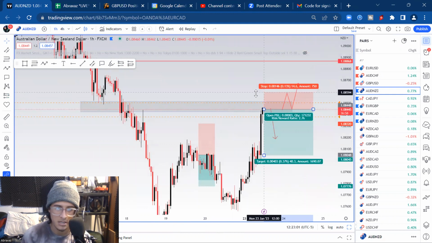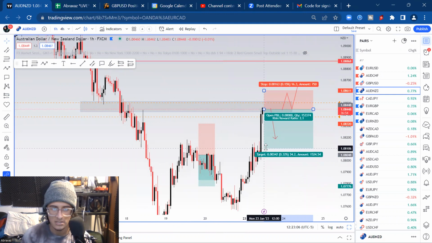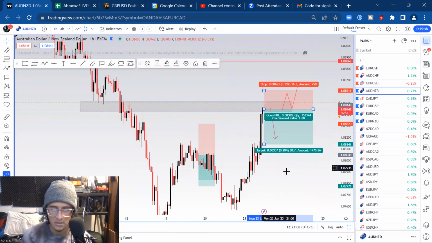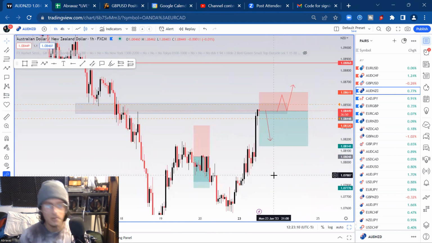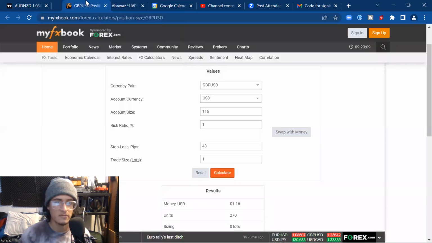Let's enter this trade and put the stop loss right about, say, like right there, and I'm gonna take some decent amount of profits on this. Almost a 1 to 2. It's not too bad at all. Now, before anything, I gotta do this. I gotta remember to do that.